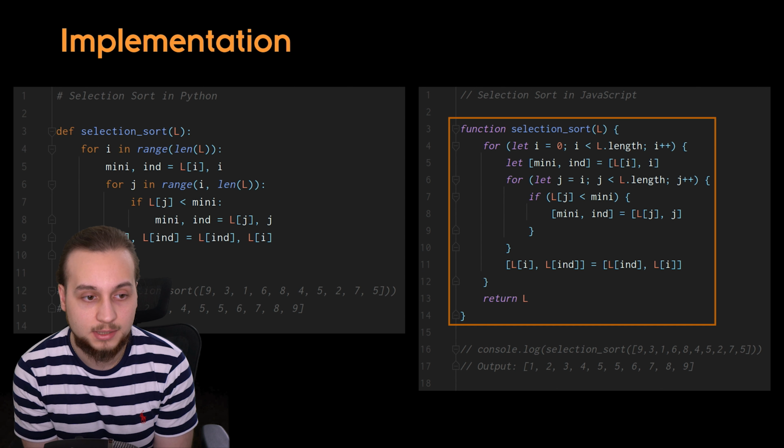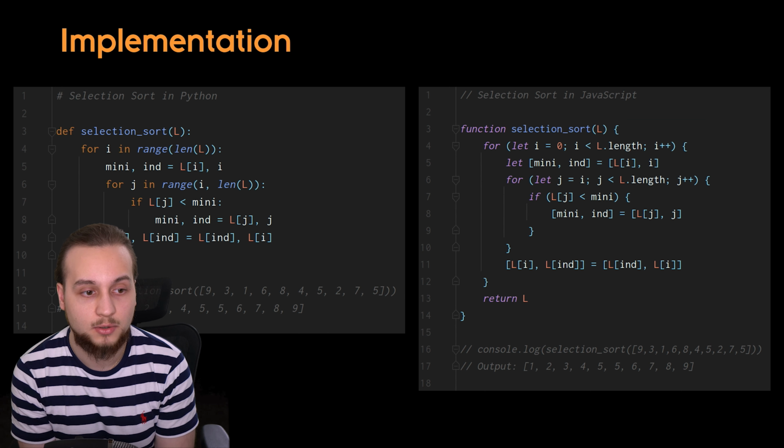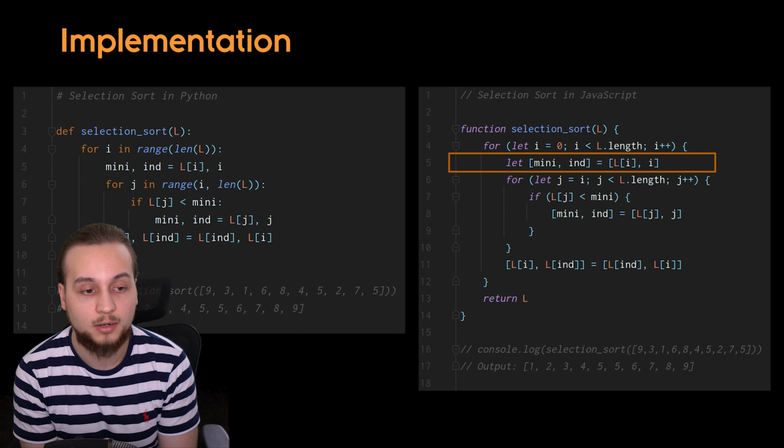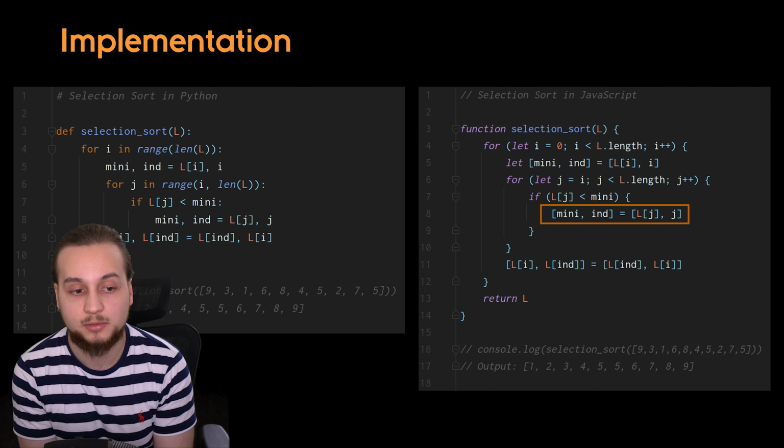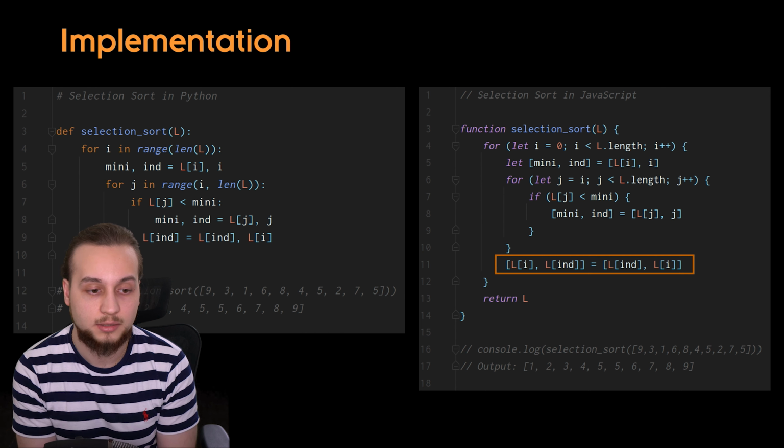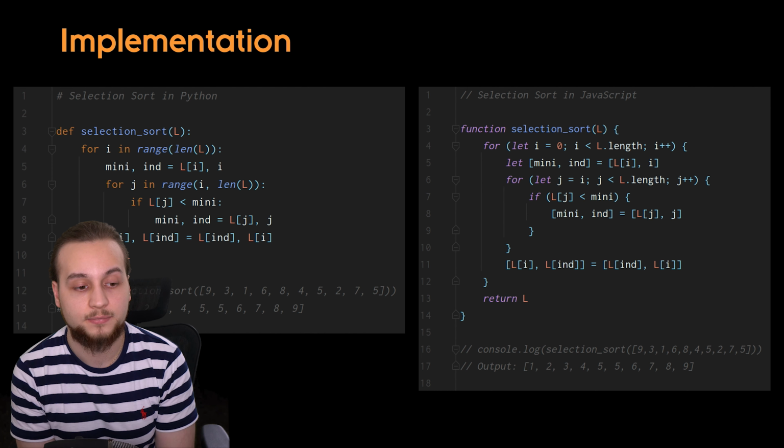On the right side we have the same thing but coded in JavaScript. So we have an iterator, and then we mark the minimum as well as its index. Then a second iterator, and we compare each item of the second iterator with the minimum. If it's smaller than the minimum, we mark the new minimum as well as its index. After the second iteration, we swap the first iteration's value with the minimum, and we have a sorted array.